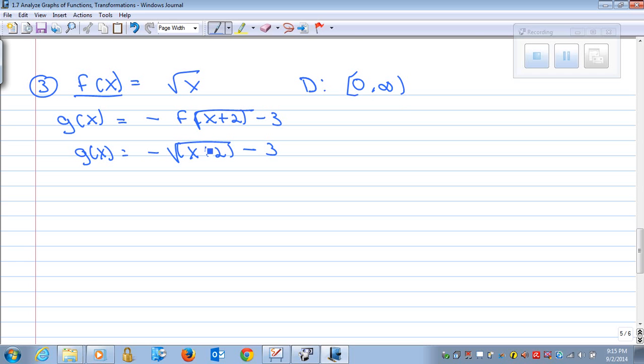They wrote this first in function notation. So they said they wanted f of x plus 2 minus 3. So the way you would really write that is the square root of x plus 2 minus 3. And they also have this reflection in the front. Let's talk about our transformations and then we'll talk about the domain.